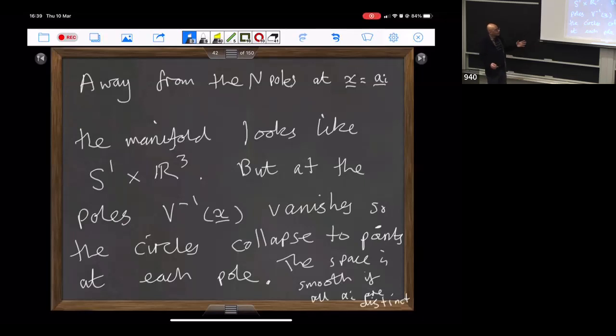So away from the poles of the Coulomb potential, the manifold just looks like S^1 times R^3, basically. But what happens at the poles is that 1 over the potential goes to 0. So the circles at those points labeled by A_i collapse. Now you might think that that leads to a singularity, but it doesn't actually. If all the poles are distinct, that space is actually a smooth manifold, and that metric is a smooth, globally well-defined metric.